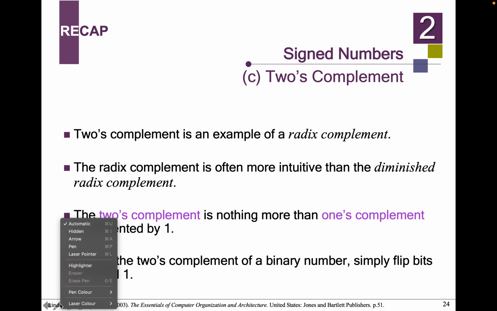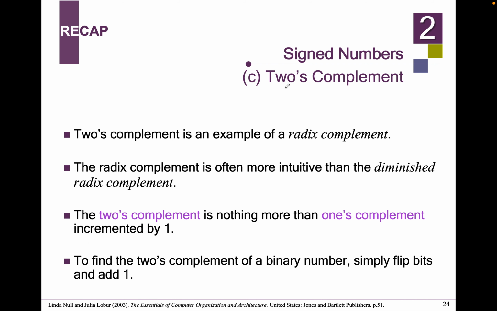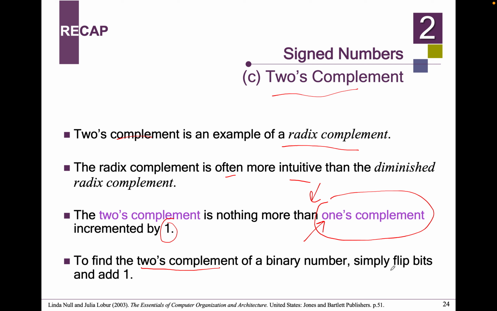Okay, you can see that second complement, or two's complement, you already learned in your digital logic subject. Two's complement is an example of radix complement. The radix complement is often more intuitive. I guess this one is just to read because it's basically similar to the digital logic subject, which is it is only adding the value of 1 to our first complement. To find the 2's complement, we just simply flip and add 1.